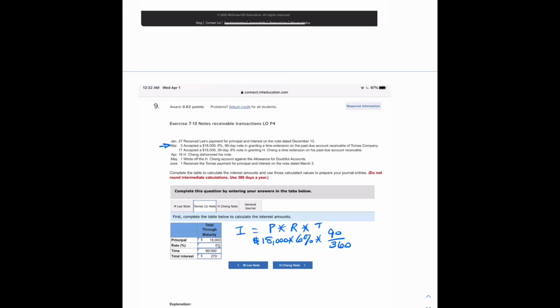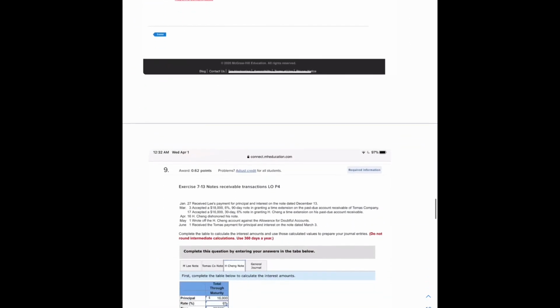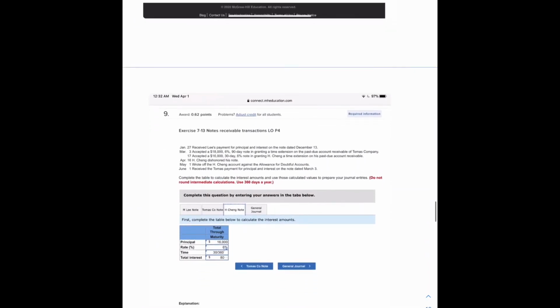And you say, well, why on earth do we get to just calculate this one time? That's because this note will mature within this one year. So we don't need to make this division across periods unless maybe we wanted to do that at the end of each month, but this question doesn't ask for that. So we're going to be okay just doing this one time, and this will give us $270 worth of interest.